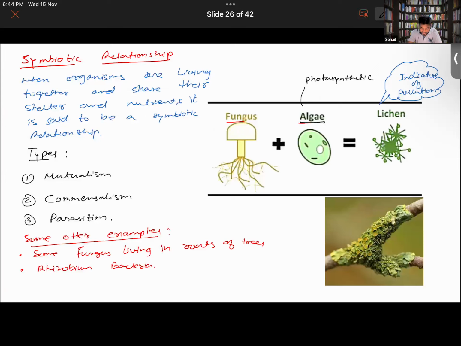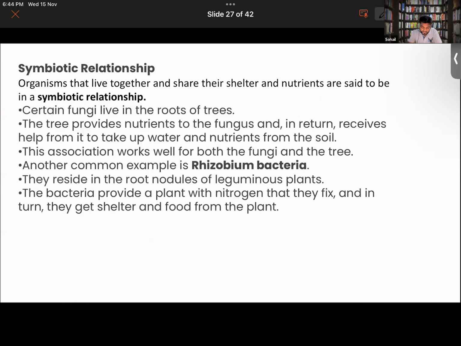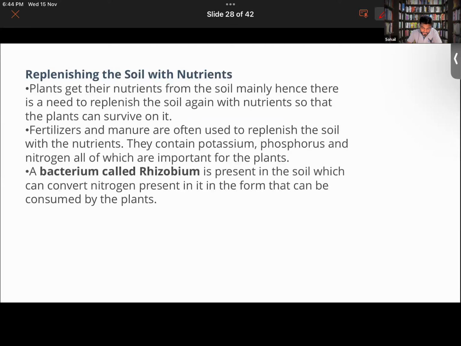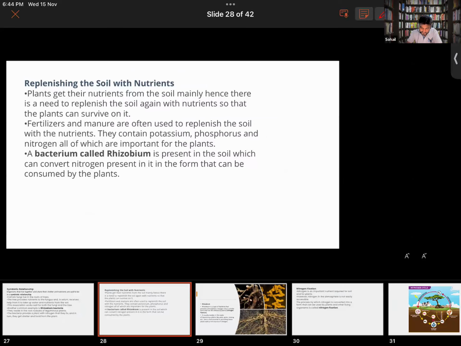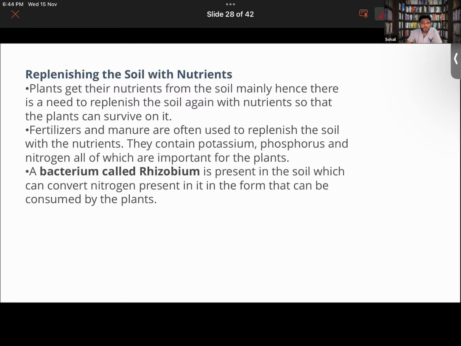So these are some other examples apart from the lichens. We covered two other examples, rhizobium bacteria and certain fungi that live in the roots of trees. So remember those examples as well. By the way, we have discussed the parasitic type of heterotrophic plants, saprotrophs, and insectivorous plants. We have covered all that, right? Yes, sir. So we are almost at the last topic.